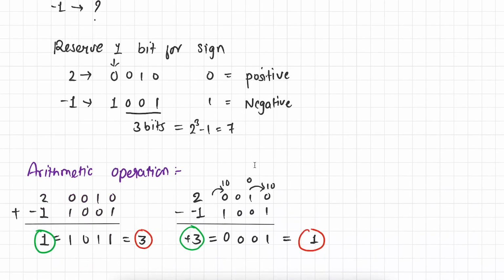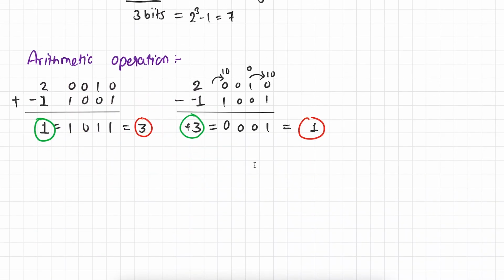Now what about arithmetic operations? Because if we have negative numbers, then obviously we have to perform operations on negative numbers also, right? If we use our previous addition and subtraction algorithms to perform the same operations on negative numbers, it's not going to work now. Let's see. If we want to add 2 and -1, we get 3, but we are expecting 1. So our addition algorithm fails here.